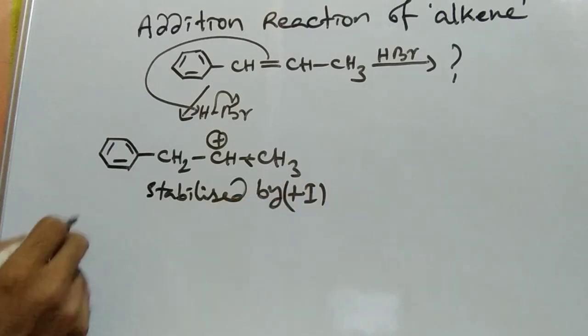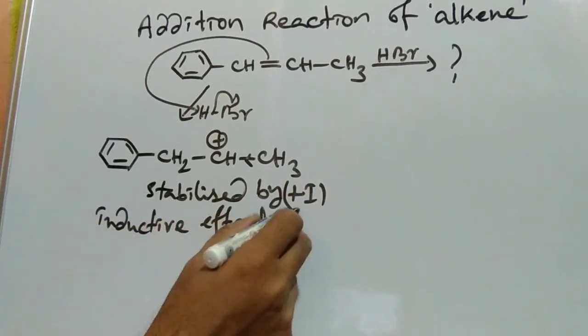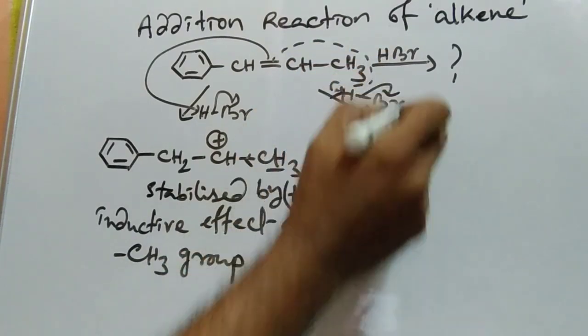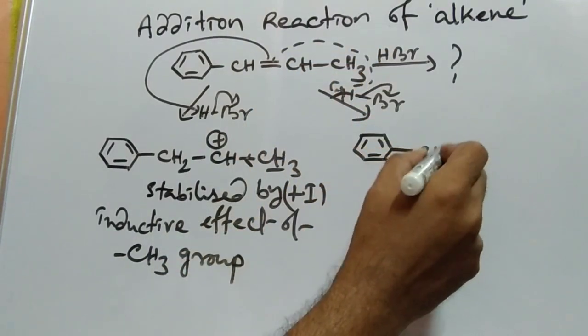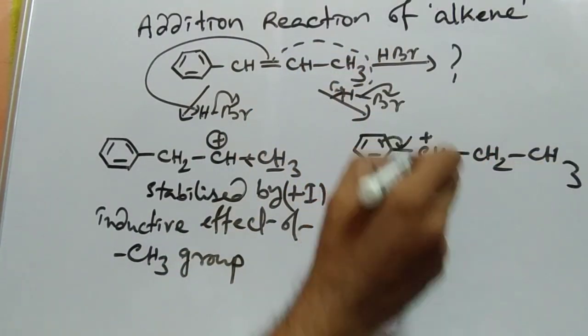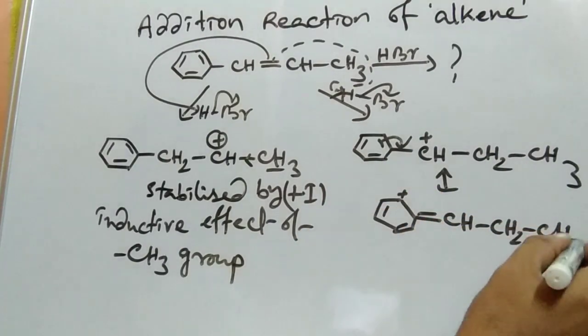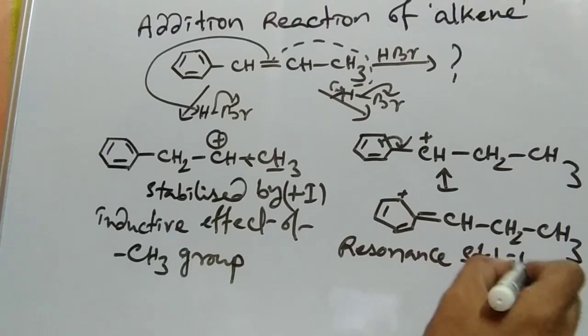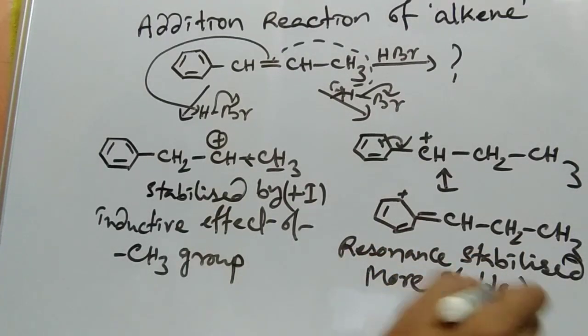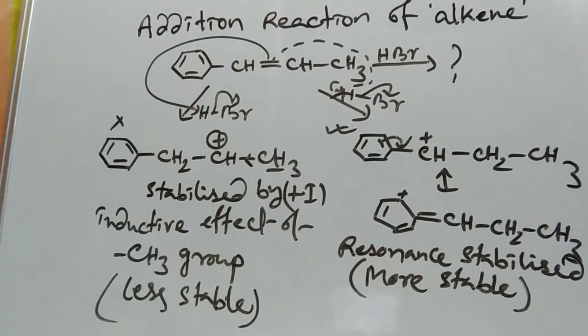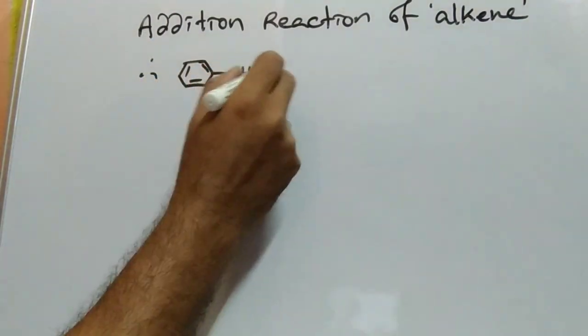We know that a 3-degree carbocation is more stable than a 2-degree, which is more stable than a 1-degree carbocation. So in the case of an addition reaction of an asymmetric alkene, the reaction will proceed through production of that carbocation which is more stable.